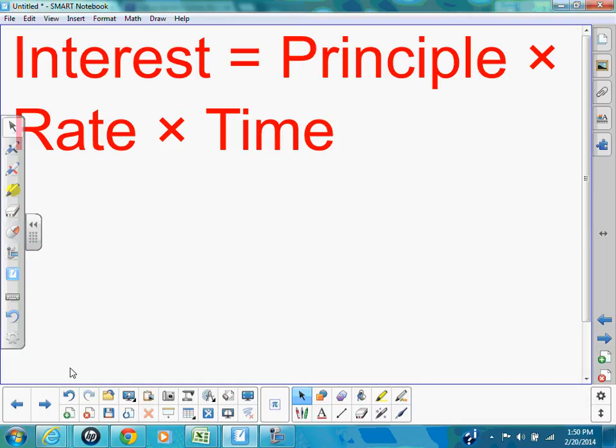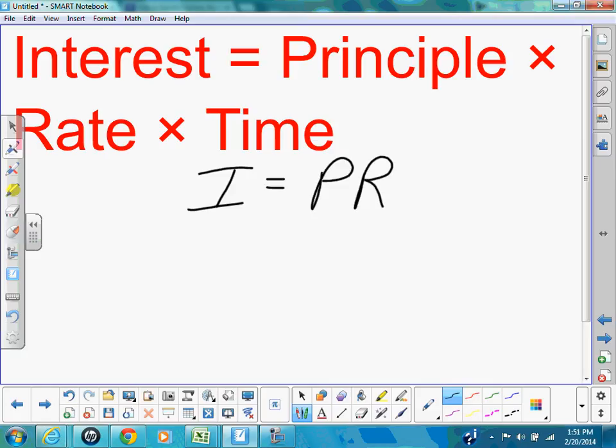Here's the equation we're looking at, all right? Interest equals principal times rate times time, okay? And I actually had the morning class write this up on their paper. I equals PRT, okay? That way you know every single time this is going to be your formula you're going to use, okay? Whenever we're looking for interest.